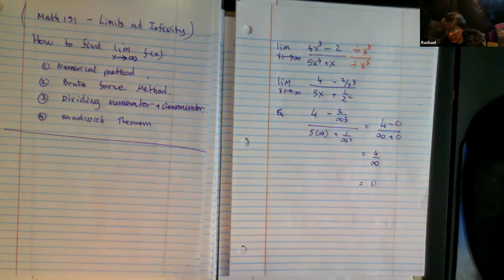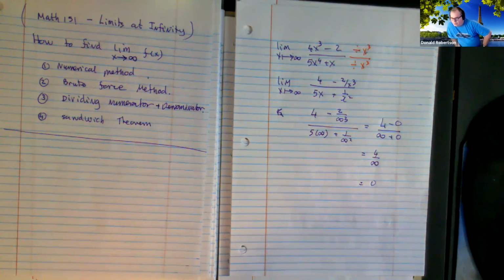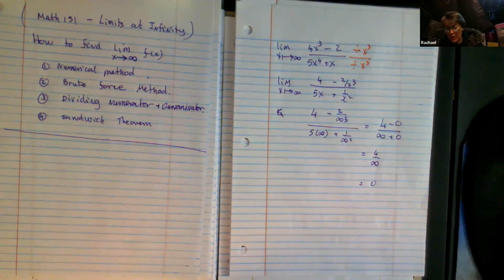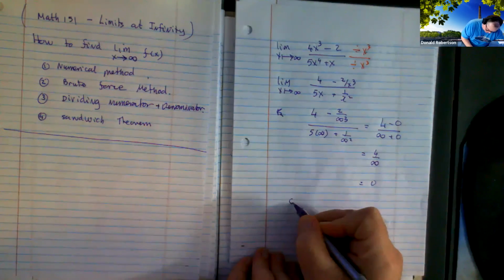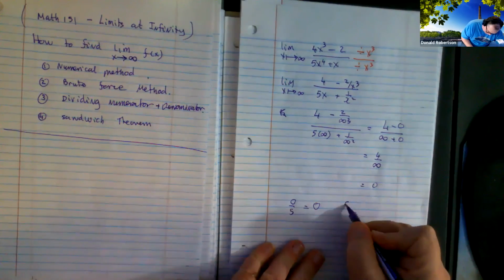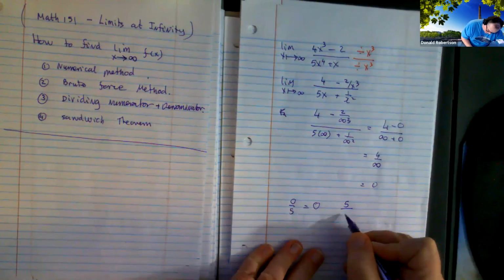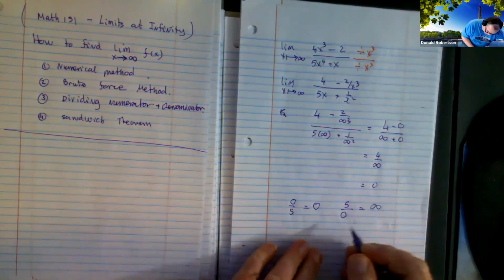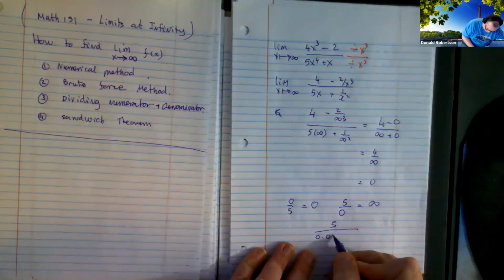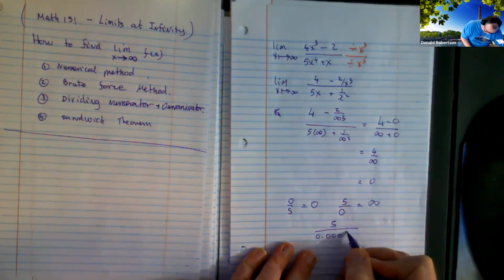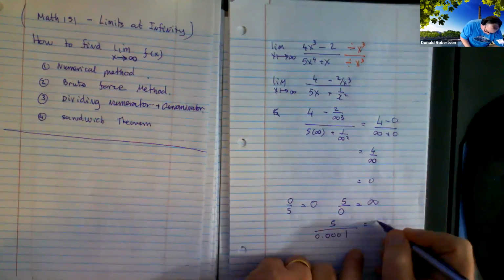I have a question as well. Yes, Yuriko. 5 divided by 0 is infinity? Yeah. Now, 0 divided by 5 is 0. And I'm going to try to prove to you that 5 divided by 0 is infinity. So let's pick a number that's really close to 0. How about 0.0001? If you did that in your calculator, you would get 50,000, I believe.